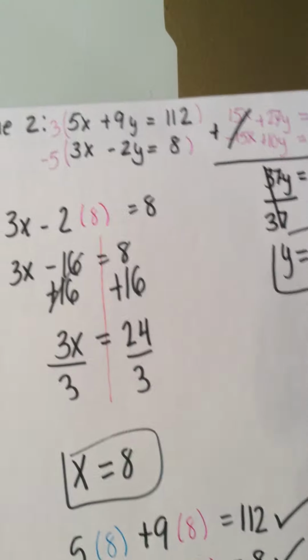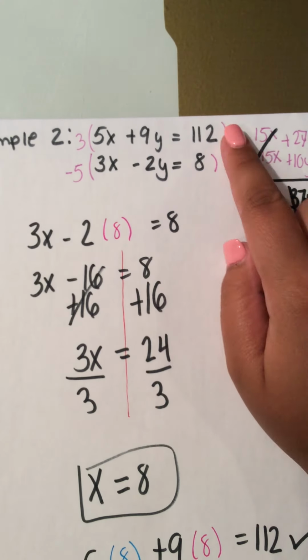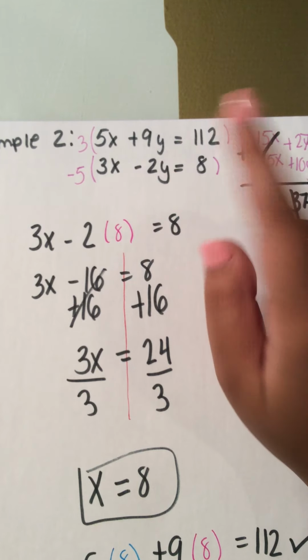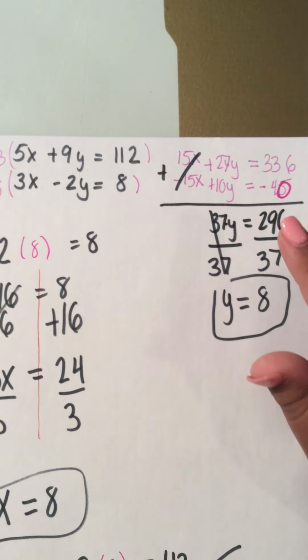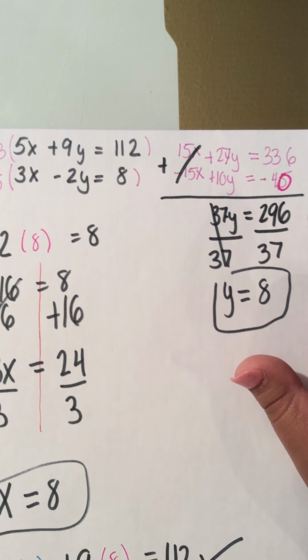All right, so just to recap for this. When you look at the problem, make sure that you can get rid of one right away. If you can't, then you need to manipulate it like this one. We multiplied the top by 3 and the bottom one by negative 5. Once you do that, then you can eliminate one of them. It doesn't matter if it's x or y. Watch when multiplying, it's easy to make a mistake.